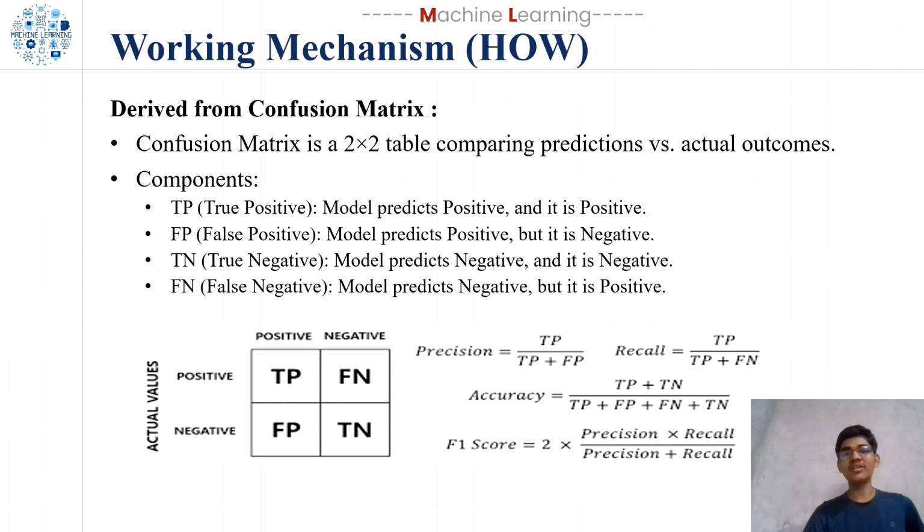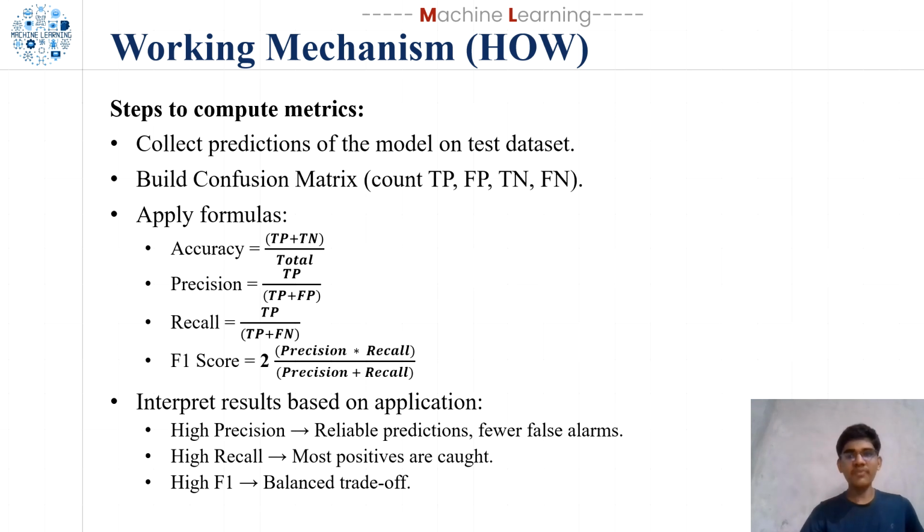So let us understand it with an example. Before going to the example, let us understand the steps to compute the metrics and interpret them. First we collect all the predictions from the model on the test dataset. Then we build the confusion matrix and count true positives, false positives, true negatives and false negatives. Then we apply formulas: accuracy is equal to true positive plus true negative upon total samples. Precision is true positive upon true positive plus false positive. Recall is true positive upon true positive plus false negative. And F1 score is 2 times precision times recall upon precision plus recall.